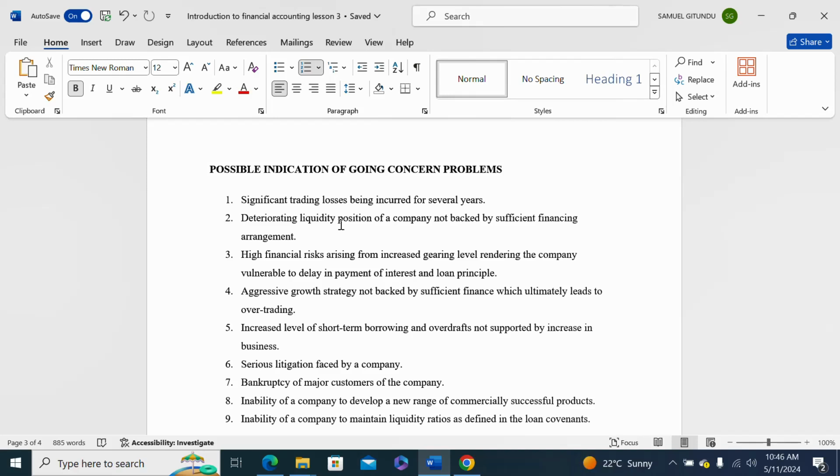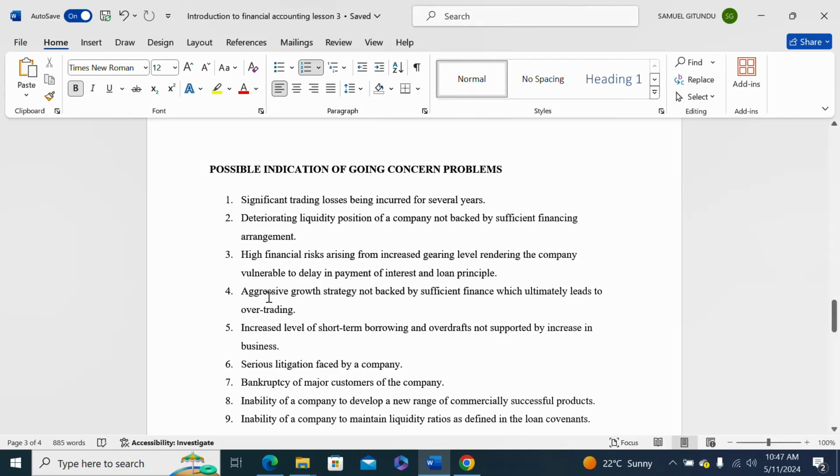The other indication is high financial risk arising from increased gearing level, rendering the company vulnerable to delay in payment of interest and loan principal. If the company has high long-term liabilities such that the company is not able to pay the interest on loans on time, then that is a problem, which indicates that the company might fail in the foreseeable future.